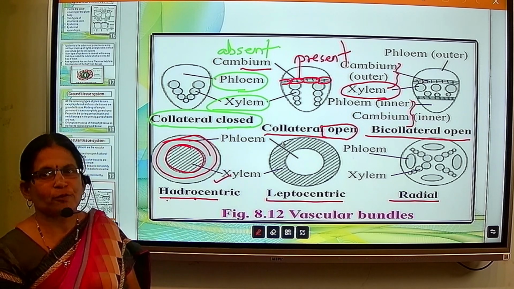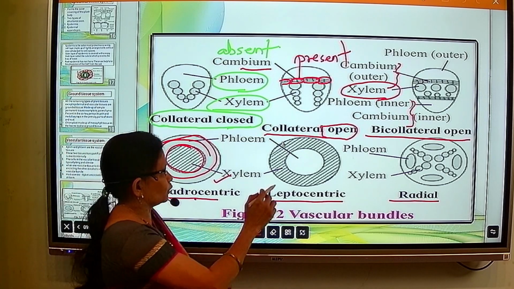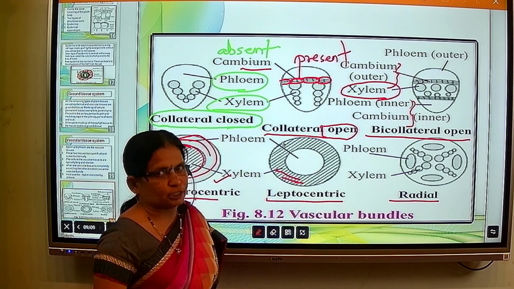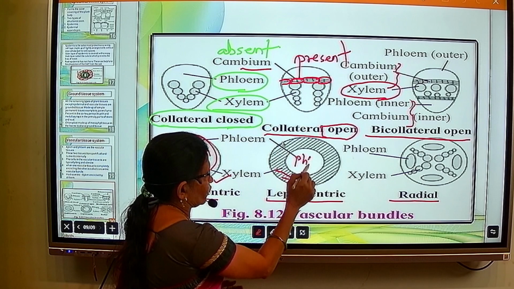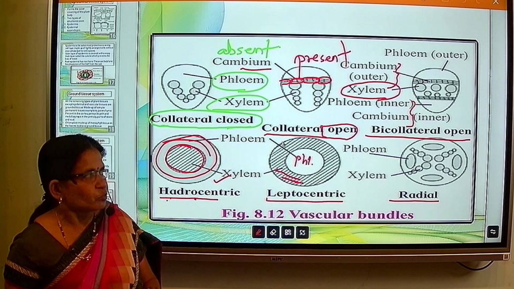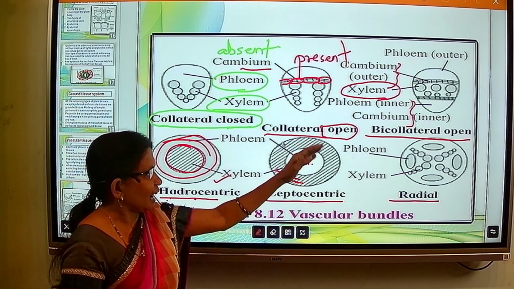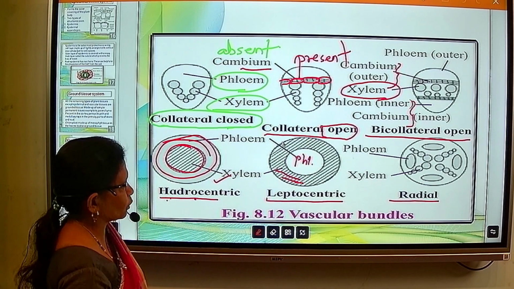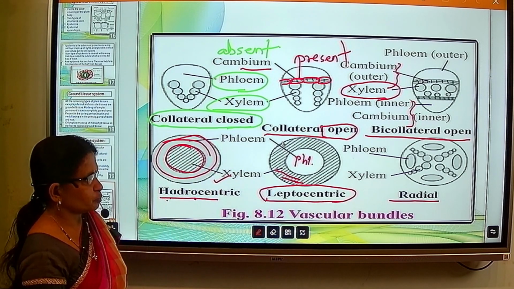In case of leptocentric vascular bundle, the xylem is at the outer side. This one is the xylem and this one is the phloem. At the center the phloem is present and around the phloem the xylem tissues are present. It is called leptocentric.